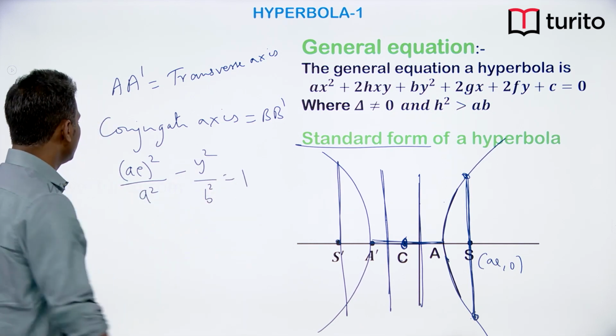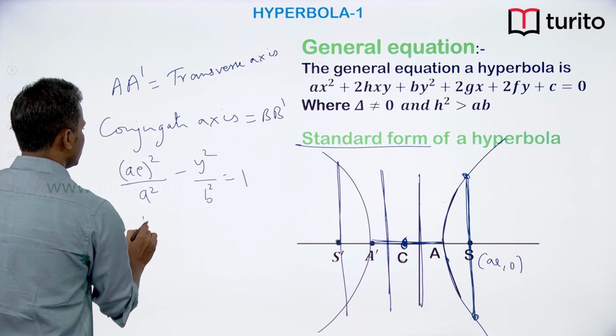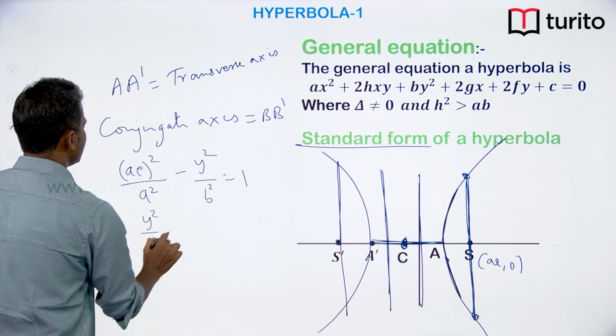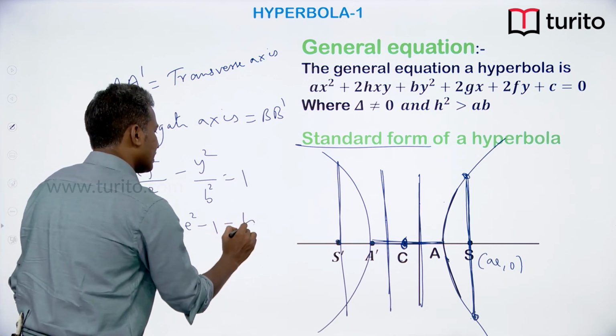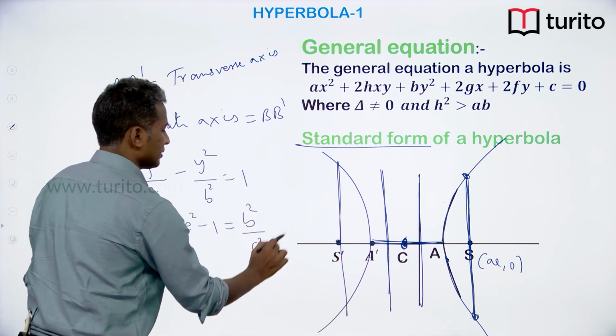So, what do I get now? A square will anyways get cancelled. So, I will get y square by b square equal to e square minus 1, but e square minus 1 can be written as b square by a square.